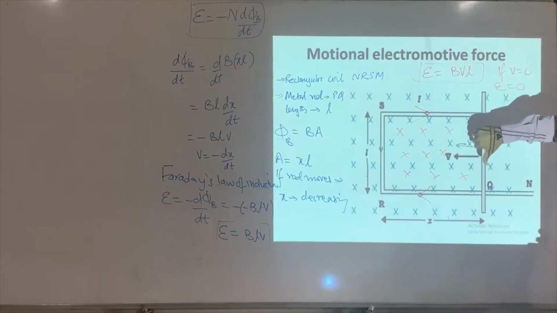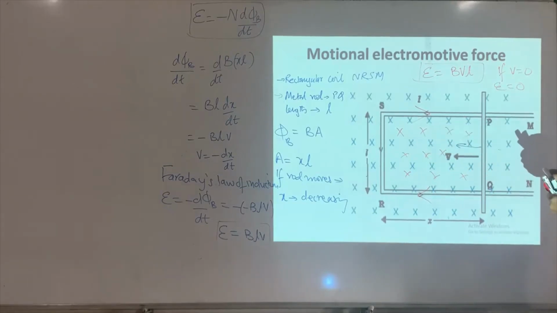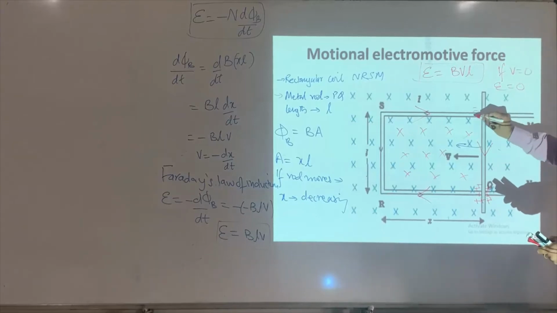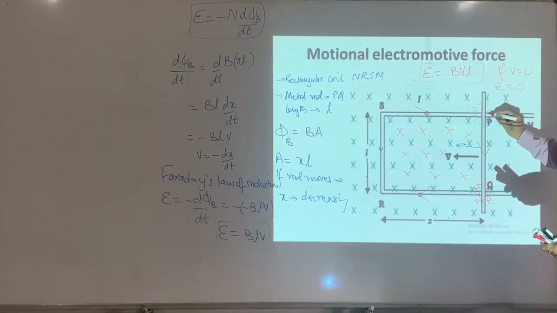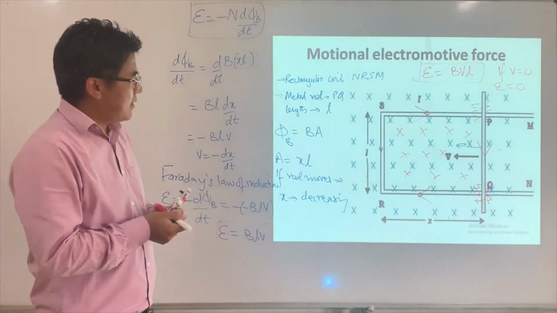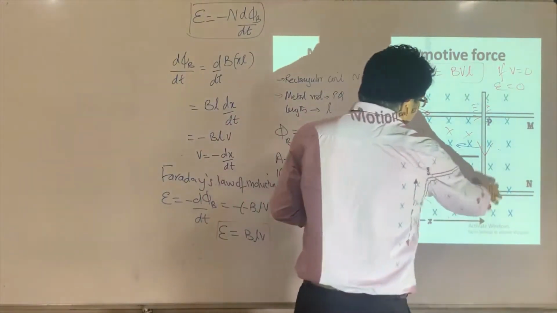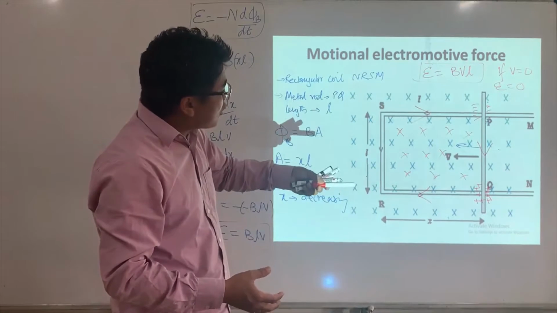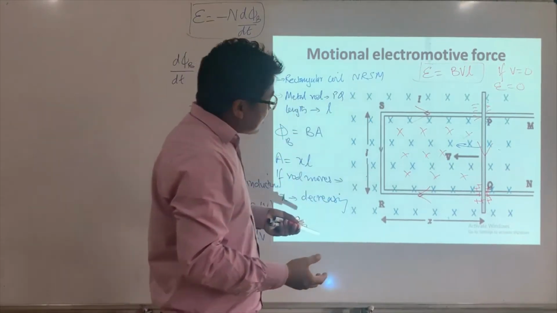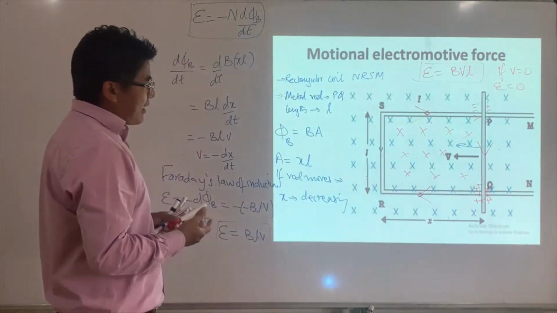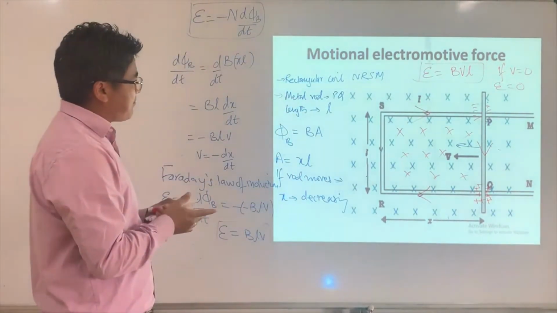And the Lorentz force is down, so the positive charges are moving down. So you find a positive charge here, a positive charge here, a negative charge here, and a negative charge here. So this is the polarity. The EMF is induced across this rod, such that Q is going to become a positive charge and P is going to become a negative charge. So this is what we have, right?